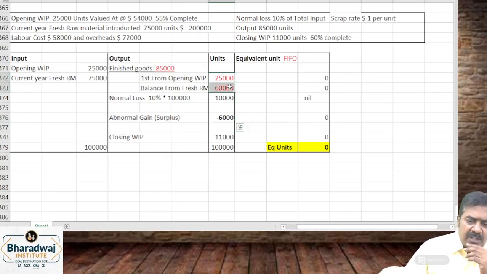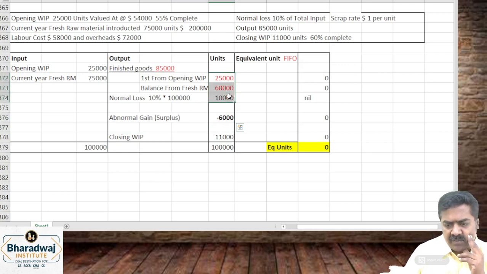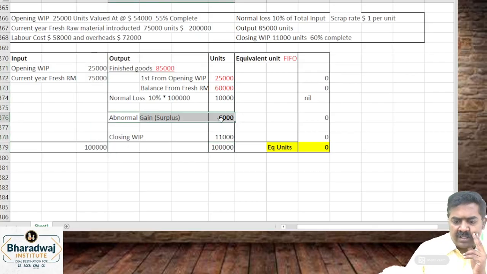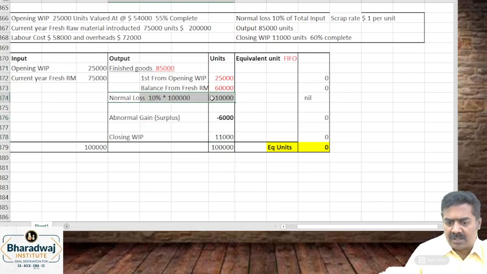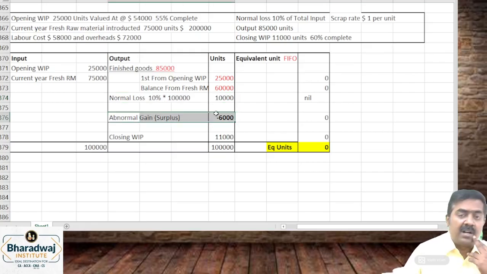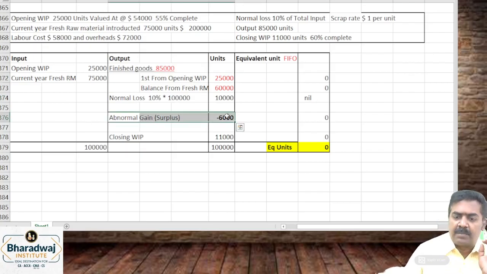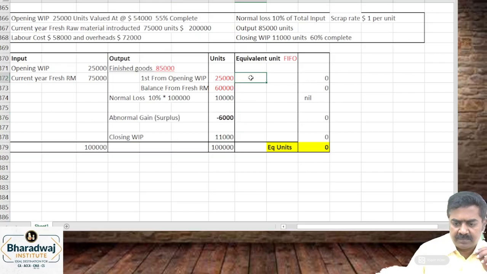Okay. So 25 plus 65, 85 plus 10, 95 plus 11, 1 lakh 6,000 over. But input itself is totally 1 lakh. There is an abnormal gain of 6,000. Otherwise, normal loss allowed is 10,000. But we didn't lose 10,000. Actually, we have not lost this. We got more output. That is called as which one? Abnormal gain. Abnormal gain will always be a surplus unit in the output column.